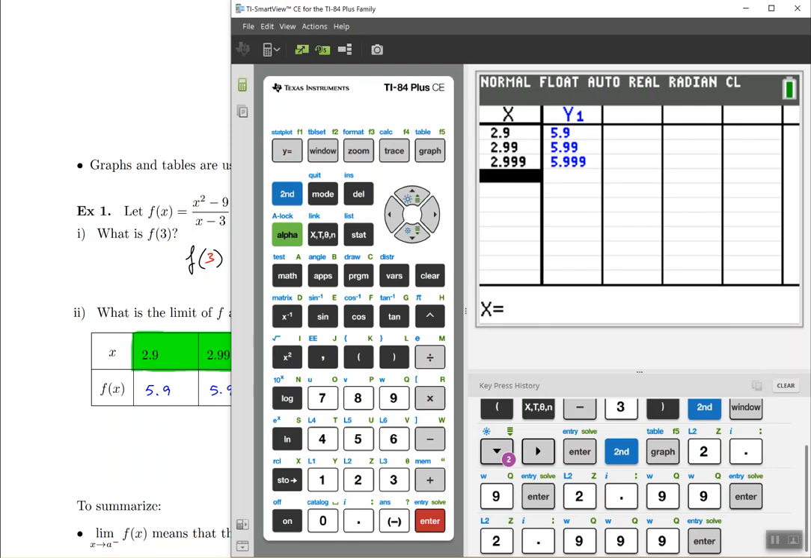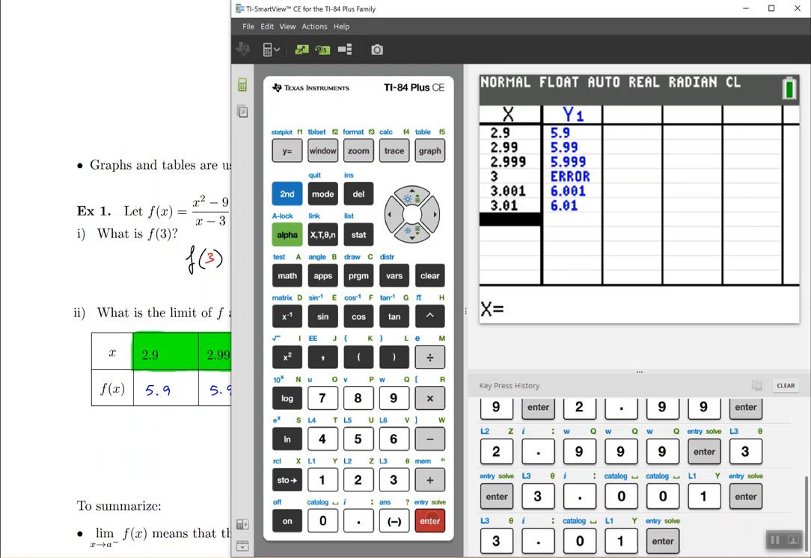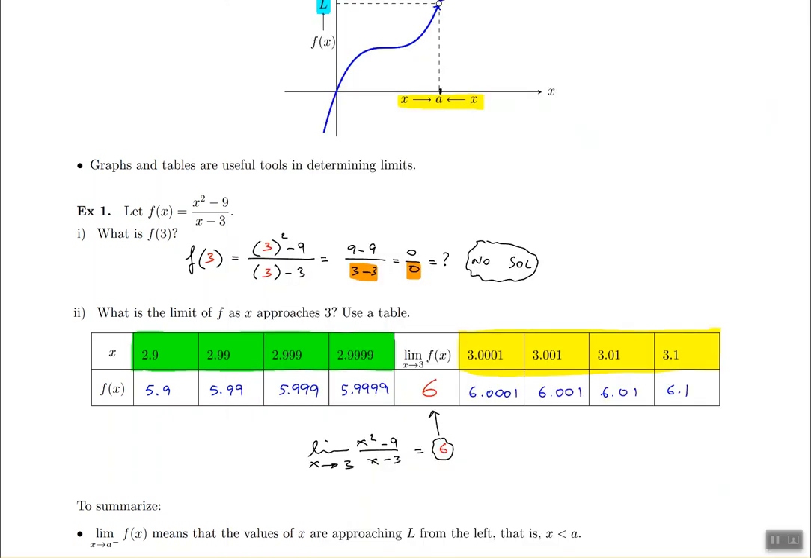By the way, when I plug in 3 itself, I get an error. That's the reason why in part 1 we didn't have a solution. And then if I plug in 3.001, for example, and then 3.01, 3.1, you'll notice again that the numbers we're getting are all very close to 6. So numbers before 3, the 2.9, 2.99, 2.999, were all giving us 6. The numbers after 3 are giving us a number close to 6. So that's the reason why we say that the limit as x approaches 3 is equal to 6.